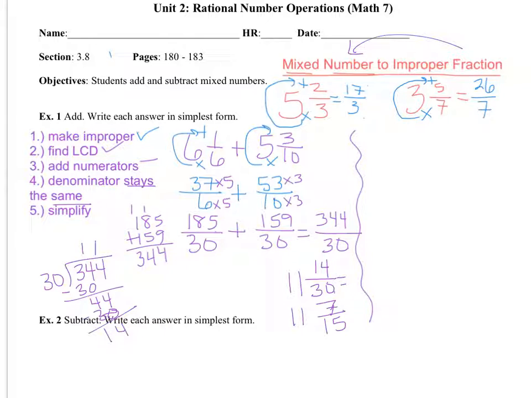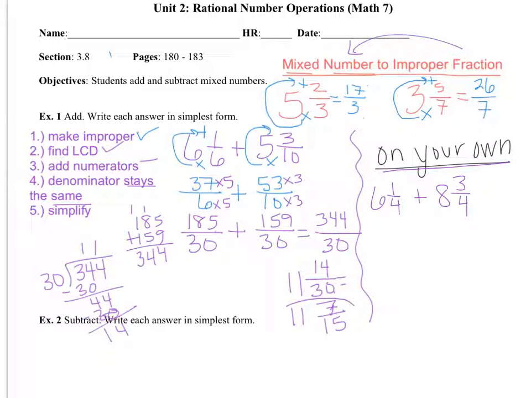Okay, sorry for the ugly 7. All right, so that one was pretty complicated. We had to do everything that was on our checklist. So the one that you're going to try on your own, I'm going to give you common denominators so you have one less thing to worry about. So how about you try 6 1/4 plus 8 3/4. Okay, but do try practicing the improper and then adding your numerators.